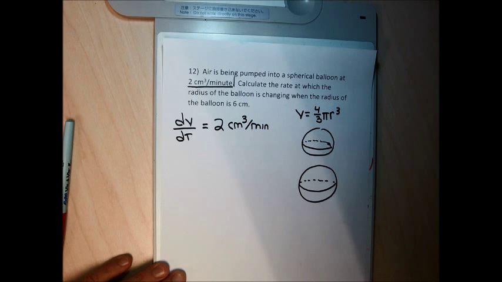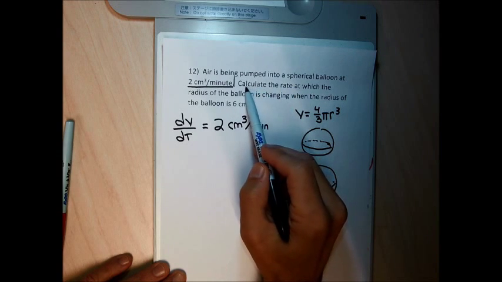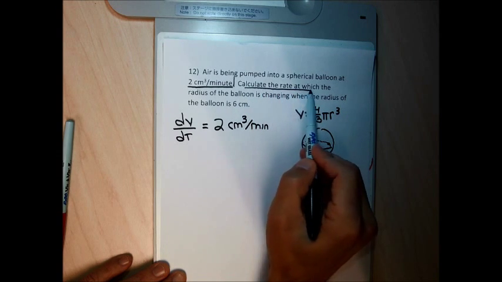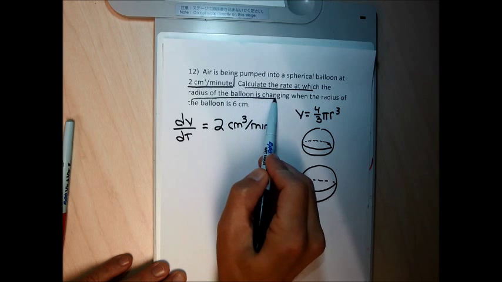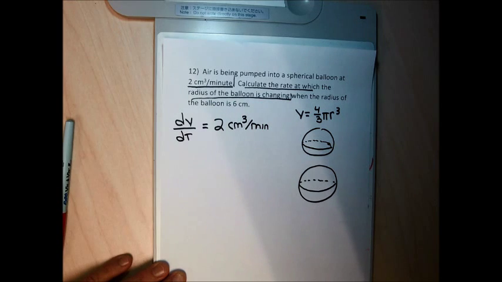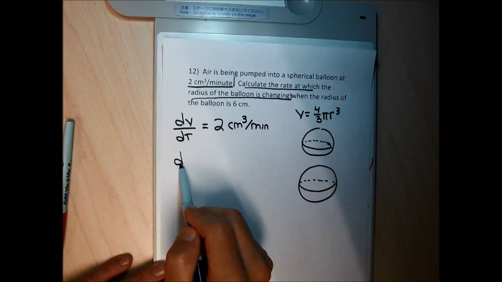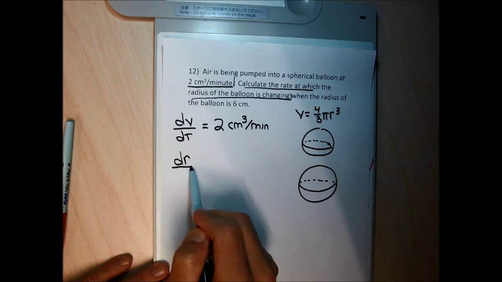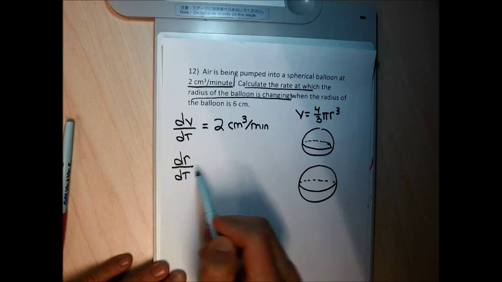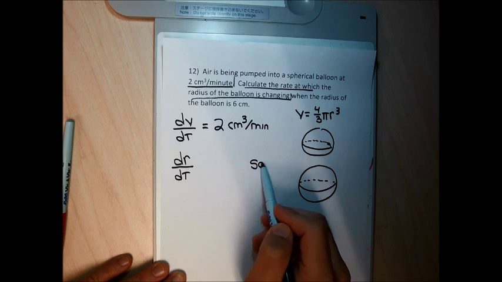The second sentence tells me what's unknown, what I'm solving for, and it gives me another piece of information that I'm going to need. As I read through the second sentence, calculate the rate at which the radius of the balloon is changing. That's the unknown. That tells me what I'm supposed to calculate. The rate at which the radius is changing is dr/dt. That's what's unknown. That's what I'm solving for.